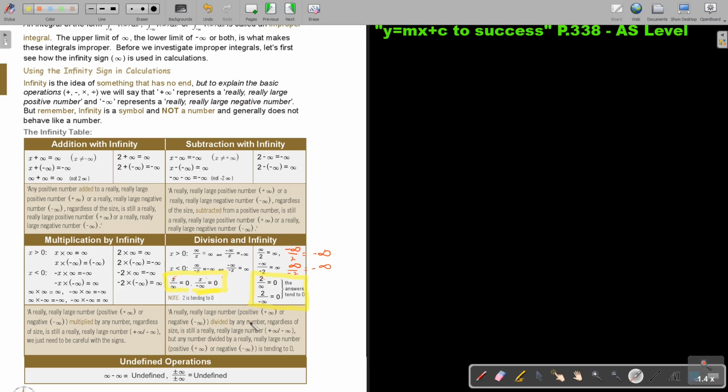A really large number, positive or negative, divided by any number regardless is still infinity. That's the top. But a number divided by a really large number, positive or negative, tends to 0. Okay, so that's where the difference comes in. Very important, in the undefined operation, positive and negative is undefined. Okay, or infinity divided by infinity is undefined. Okay, so just keep that also in mind.